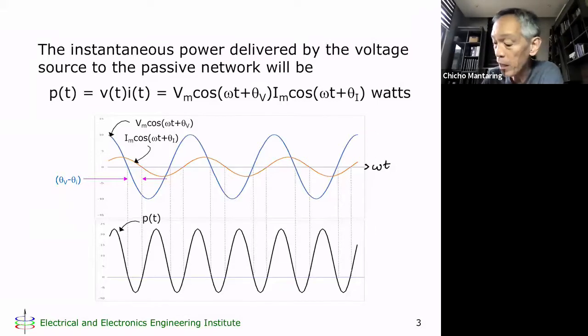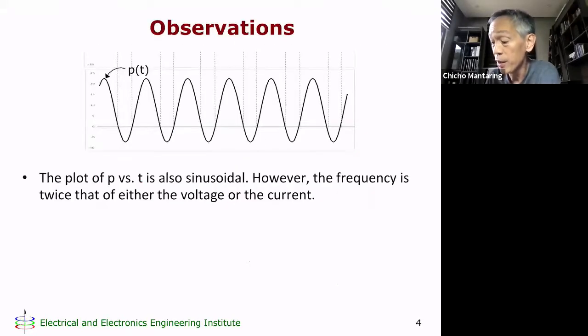Positive times positive is positive. Negative times negative is also positive. That's why you come out with a frequency that is twice that of either the voltage or the current.